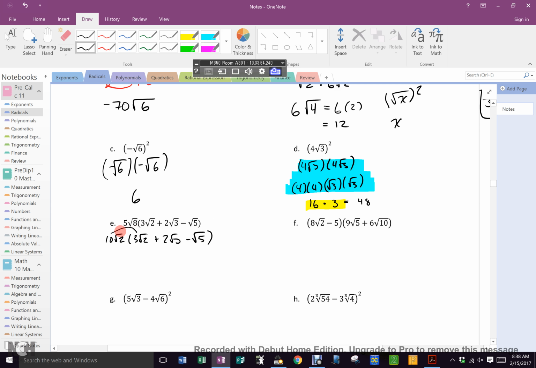Do the first one. 10 times 3 is 30. Root 2 times root 2 is? 2. Plus 10 times 2, 20. 2 times 3, root 6. Minus 10 root 10. Any simplifying to be done there? 30 times 2 is 60. Do either of them simplify? Nope. So we're done.